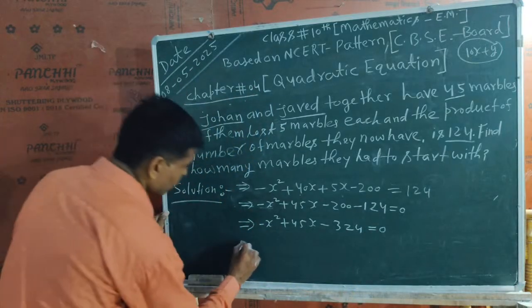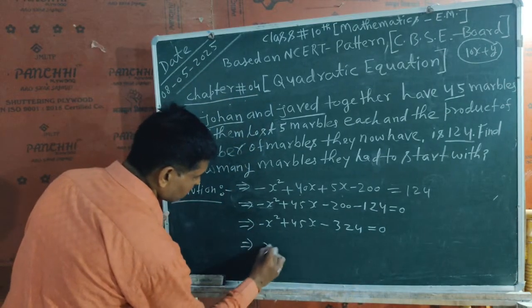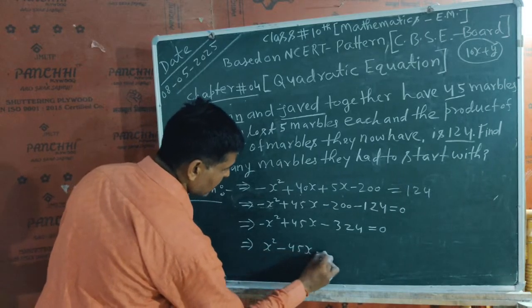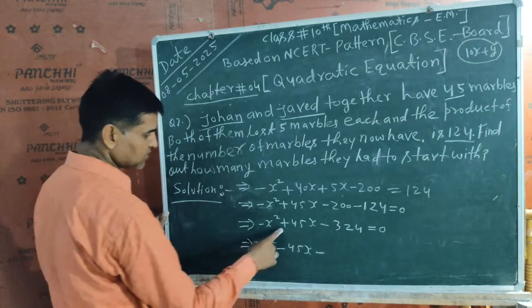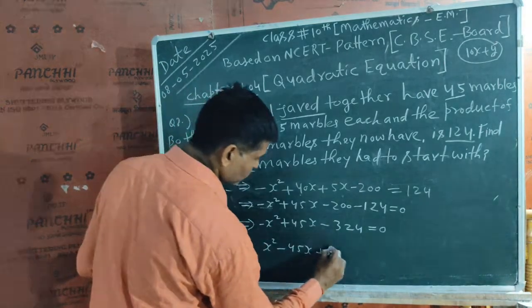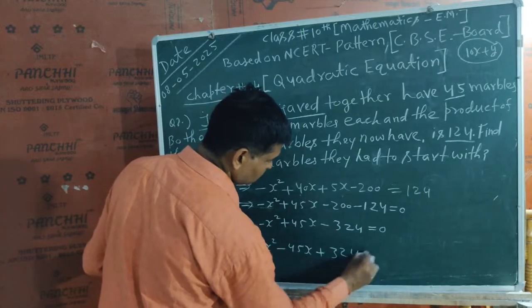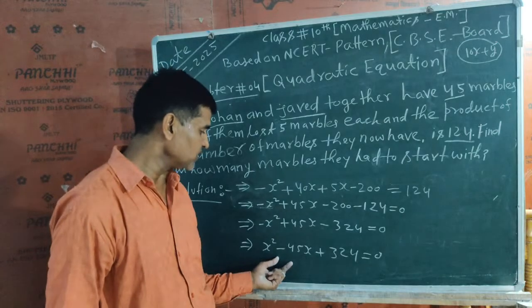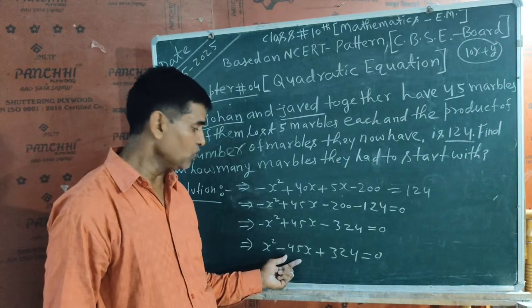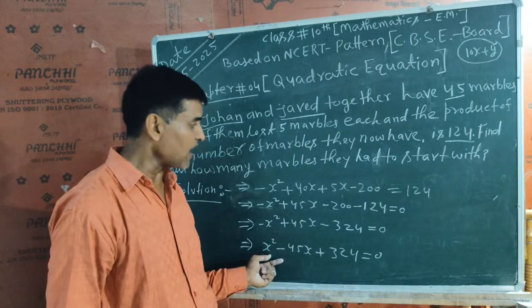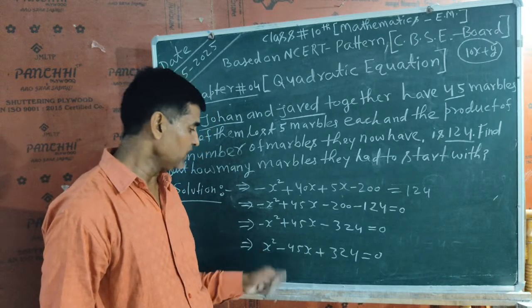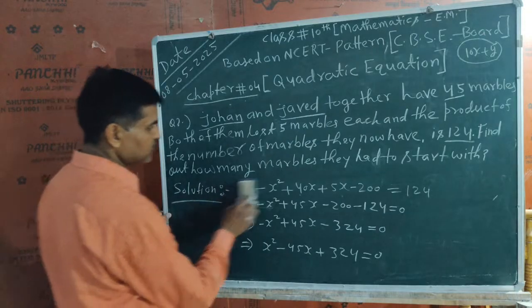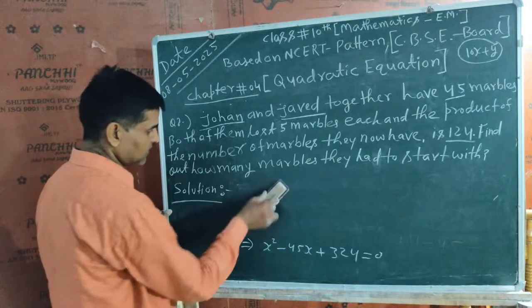Okay student, further I will simplify it. This will be x square, and then I will write here 45x, and this will be minus, and this will be plus, so plus 324 which is equal to 0. So this is a particular quadratic equation, and I will get the two values of x, and I will decide which value will be valid. Okay student, so above data I am going to erase for further calculation.